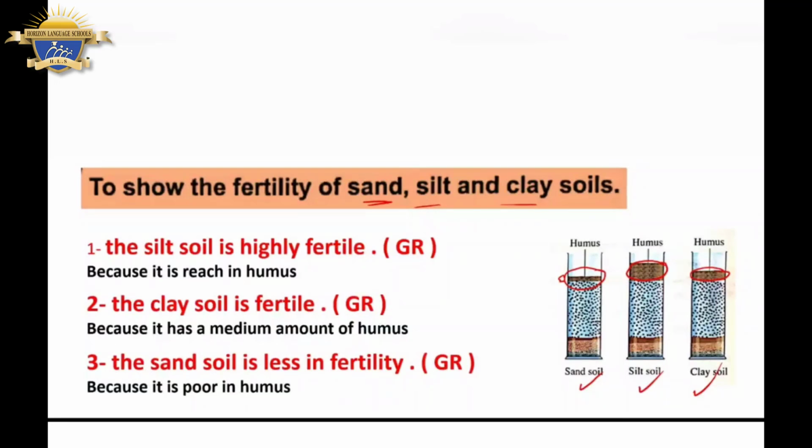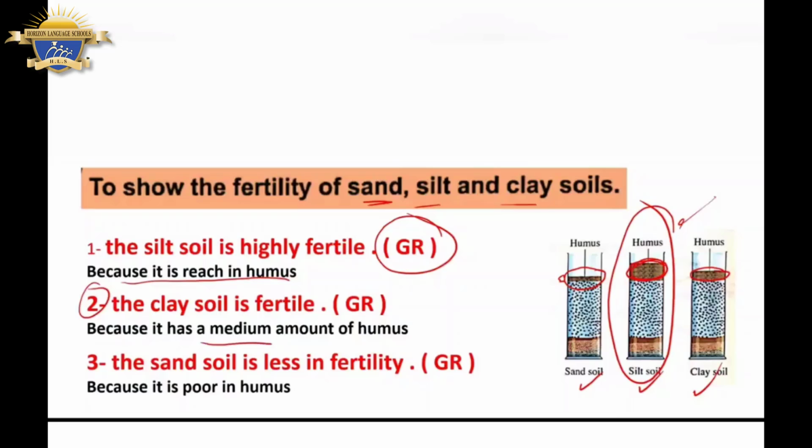So the silt soil is highly fertile. Why? Because it is rich in humus. The clay soil is fertile. Why? Because it has a medium amount of humus. And the sand soil is less in fertility. Why? Because it is poor in humus.